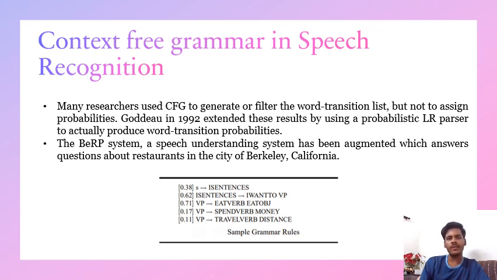BERP consists of the feature extractor, a multi-layer perceptron, phonetic probability estimator, a Viterbi decoder, an HMM lexicon, a natural language interpreter which incorporates a stochastic context-free grammar, and a database of restaurants.